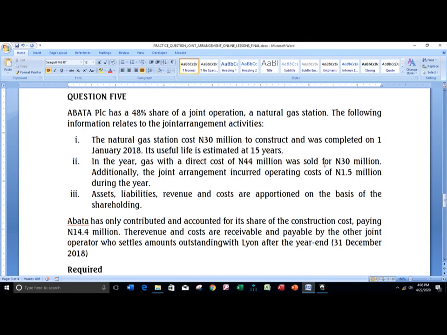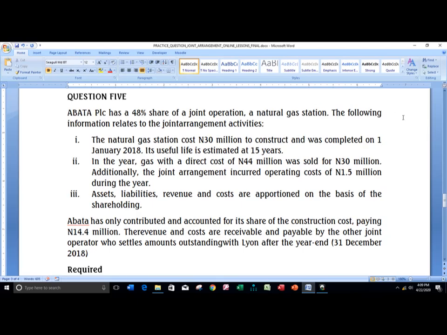Question five. Abata PLC has a 48% share of a joint operation. They have made it very clear to us that it's a joint operation. So we are looking at the accounting now, beyond just identifying whether there is a joint operation, whether there is joint control, whether the structure is a joint arrangement. You should be able to answer such questions at this level. Abata PLC has a 48% share of a joint operation, a natural gas station.